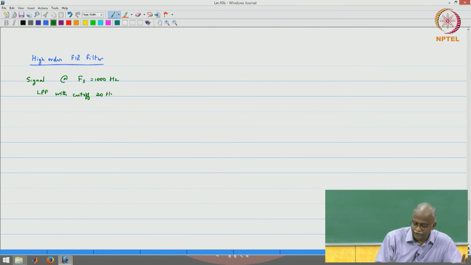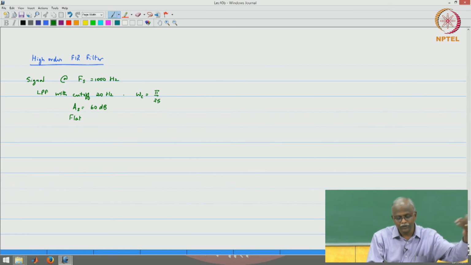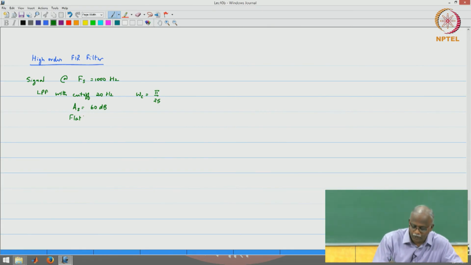Cutoff of 20 hertz, that means pretty sharp cutoff. So omega c is equal to pi over 25. And you are asked to design a filter with good stop band attenuation, 60 dB stop band attenuation, and you want to have a flat pass band in the range 0 to 20 hertz. So you can't just start drooping all the way from 0 hertz. You want to have a flat pass band as much as possible. You want to have a good stop band attenuation, and this is a tough filter design problem.